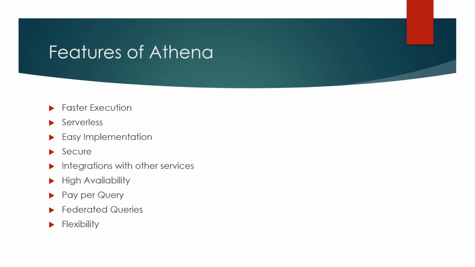Next is high availability. It provides high availability, where the services are available all the time. Pay per query: only the queries that we execute will be charged. Federated queries: it enables us to execute queries across relational, non-relational, and custom data sources. And the last one is flexibility. We can run multiple queries simultaneously.